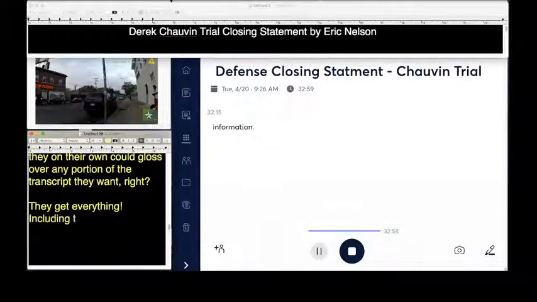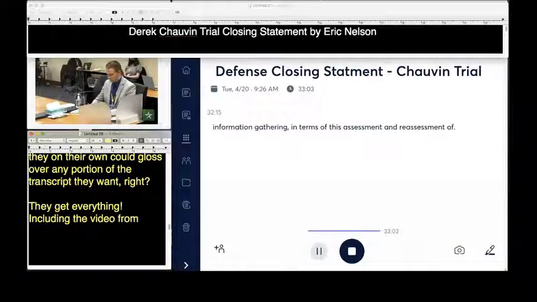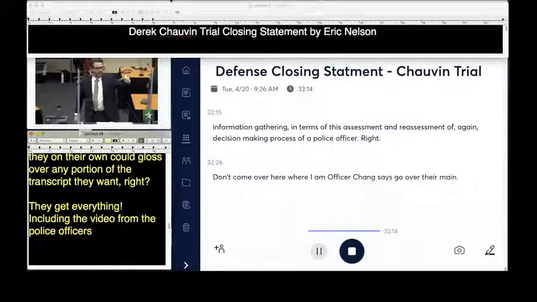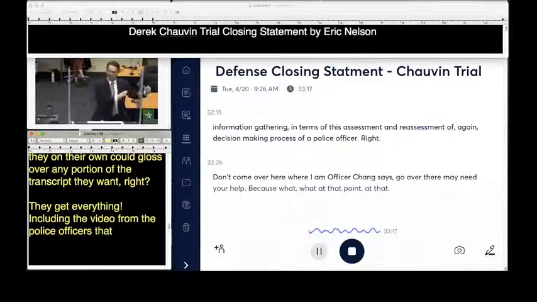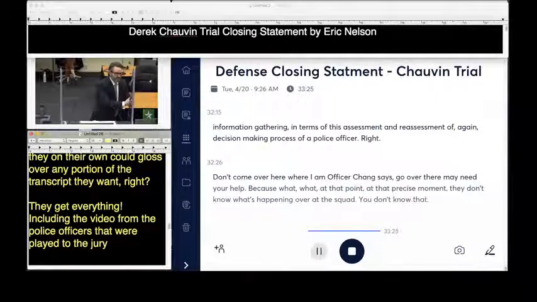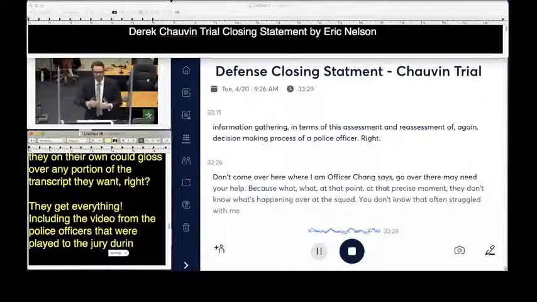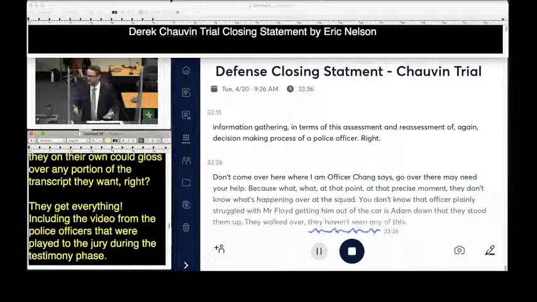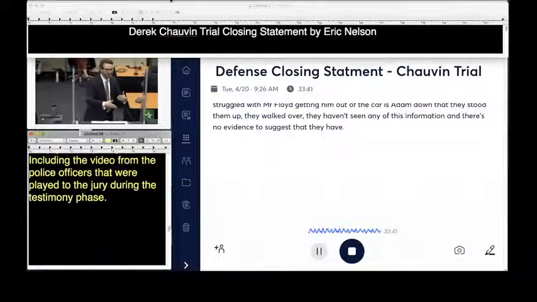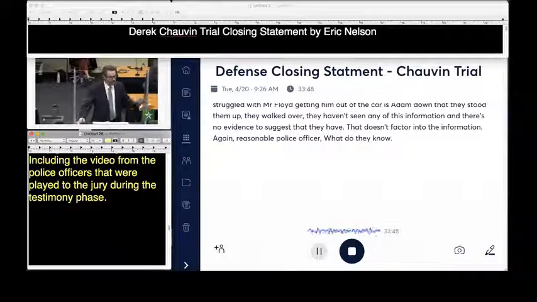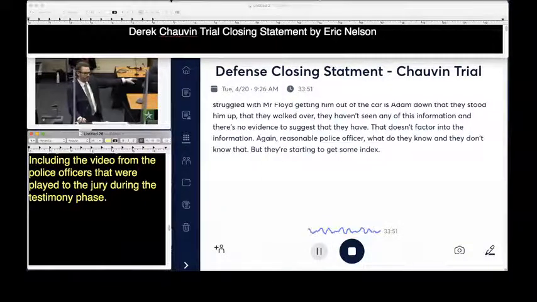Information gathering in terms of this assessment and reassessment of, again, the decision-making process of a police officer, right? Don't come over here where I am, Officer Chang says. Go over there. They need your help. Because at that precise moment, they don't know what's happening over at the squad car. They don't know that Officers King and Lane struggled with Mr. Floyd, getting him out of the car, that they sat him down, that they stood him up, that they walked over. They haven't seen any of this information, and there's no evidence to suggest that they had. So that doesn't factor into the information. It's, again, a reasonable police officer. What do they know? And they don't know that. But they're starting to get some indication, hey, go over there, right?